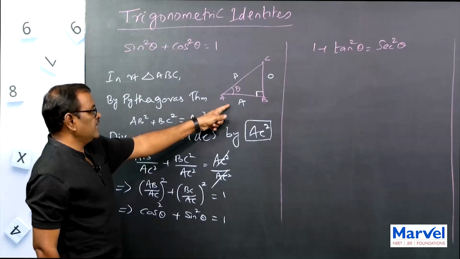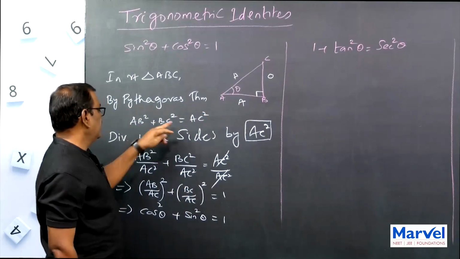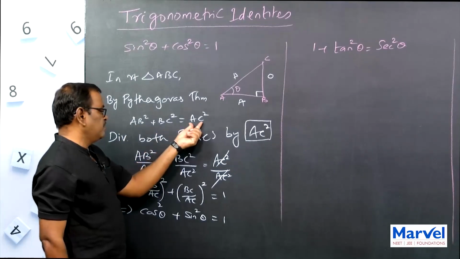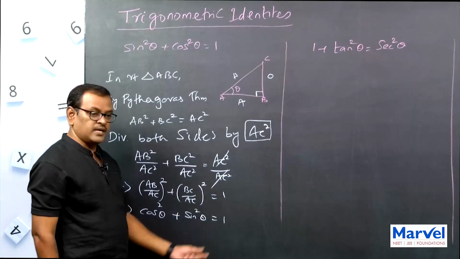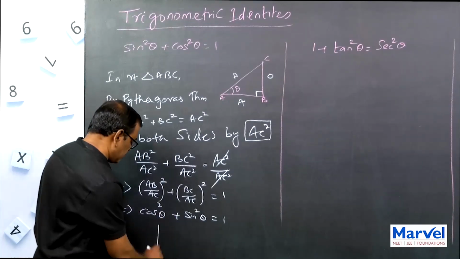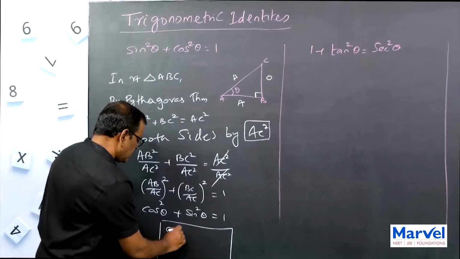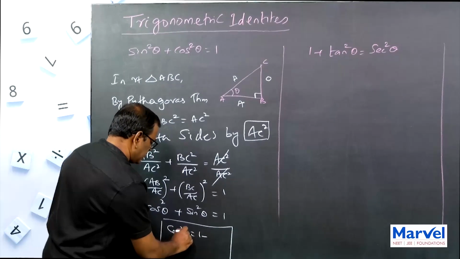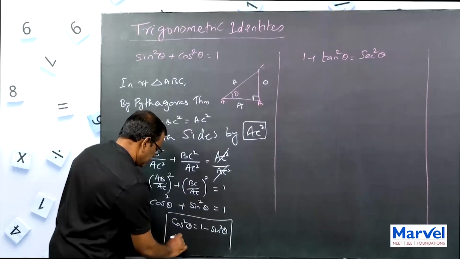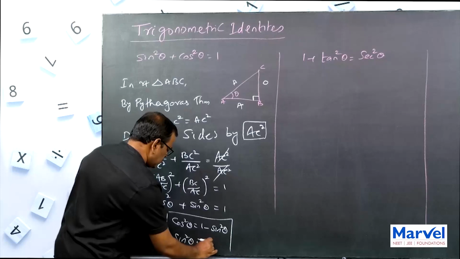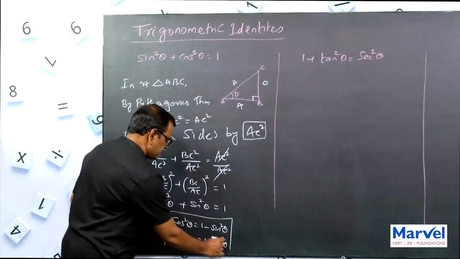So draw a right triangle at B, apply Pythagoras theorem, and in this Pythagoras theorem divide by AC square, you will get cos square theta plus sin square theta equal to 1. From this you have two very important results. One is cos square theta equal to 1 minus sin square theta, and sin square theta equal to 1 minus cos square theta.